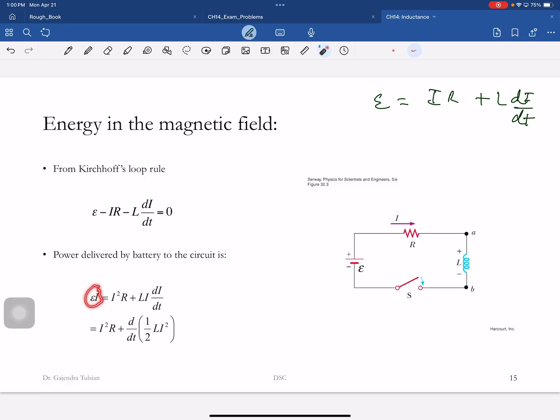What is this? This is the rate at which the battery is supplying energy to this load. That's the rate at which power is being supplied. What is I squared R? That's the rate at which energy is being dissipated here. And what is this guy? This can be written as d by dt of 1/2 L I squared. So the rate at which energy is being supplied by the battery is the rate at which energy is being dissipated in the resistor plus the rate at which energy is being stored in the inductor.